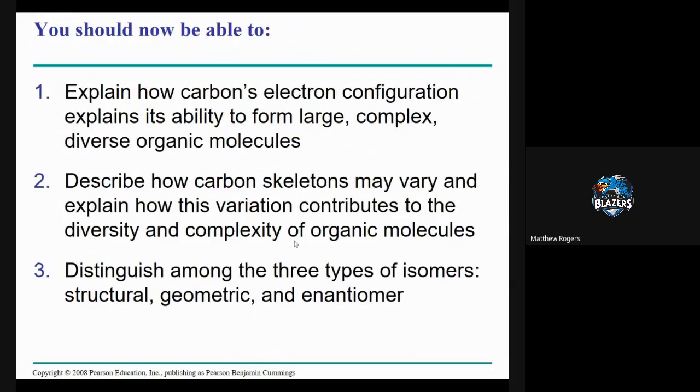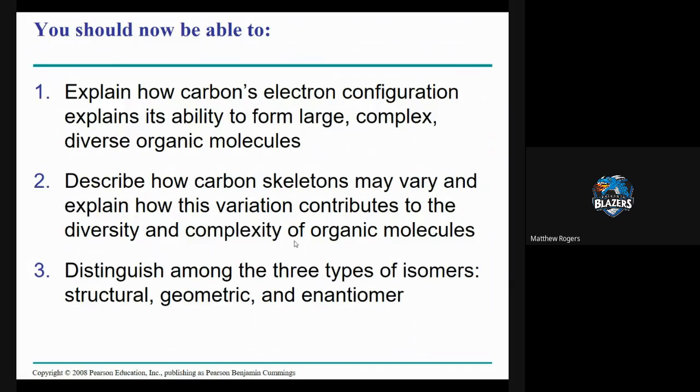So, reviewing things you should be able to know. One, explain how carbon's electron configuration explains its ability to form complex, diverse organic molecules. Well, that's because carbon connects to 4 different things, and so it can make different shapes and a wide range of things. Hydrogen, for example, can only connect to one thing, so it doesn't have a lot of options. Carbon connects to 4 things, and can connect to one thing 2 times or 3 times. It has options, and therefore it can create a diverse amount of things.